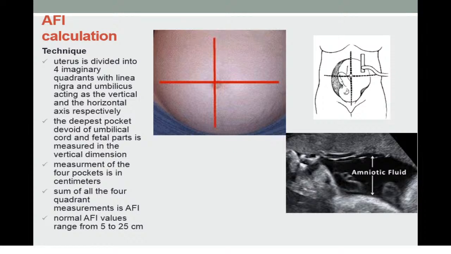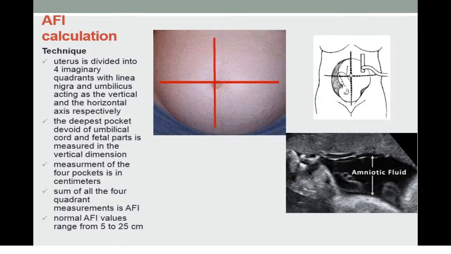Calculation of amniotic fluid index. Here it is shown that the uterus as well as the maternal abdomen is divided into four imaginary quadrants, with the linea nigra and umbilicus acting as the vertical and horizontal axes respectively. The deepest pocket free of umbilical cord and fetal parts is measured in the vertical dimension. It means that the deepest pocket in any quadrant is measured only under the condition that there are no other parts of the fetus, umbilical cord, or uterine wall.